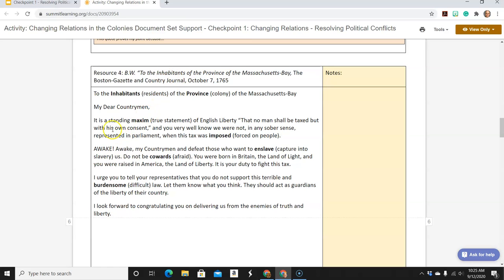says. It says, "It is a standing maxim or true statement of English liberty that no man shall be taxed but with his own consent. And you know very well we were not, in any sober sense, represented in Parliament when this tax was imposed or forced on the people." That is great evidence, because what it's saying there is that Parliament is not allowing the colonists to have representation, and it's forcing the colonists to pay taxes that they didn't have a say in. That's going to be a huge cause for the American Revolution, and it's one of the effects of the French and Indian War.